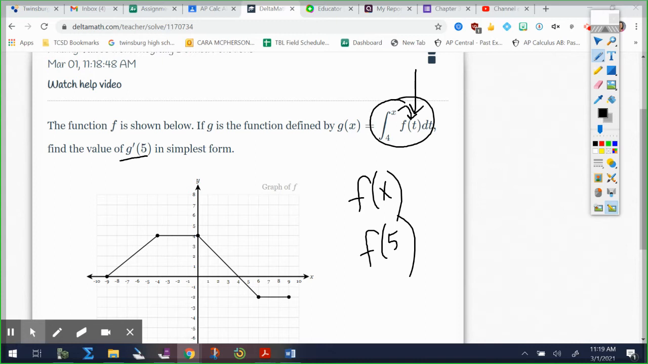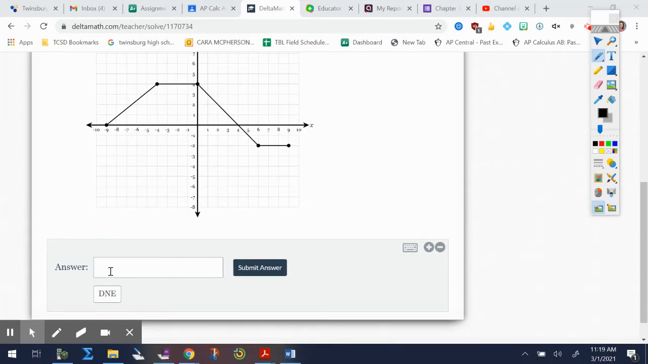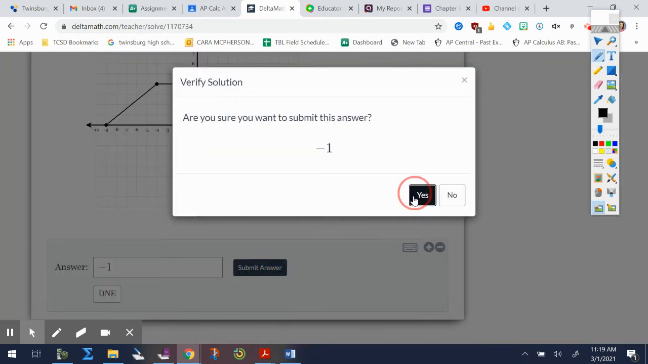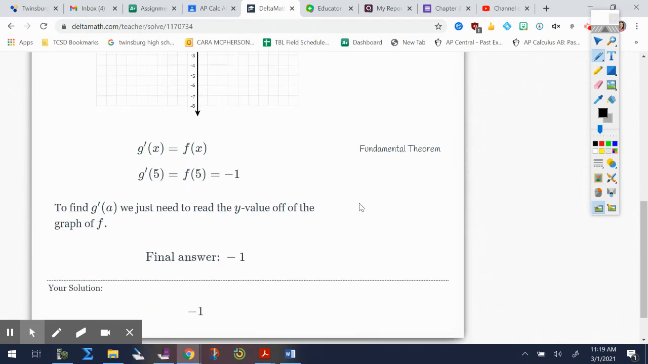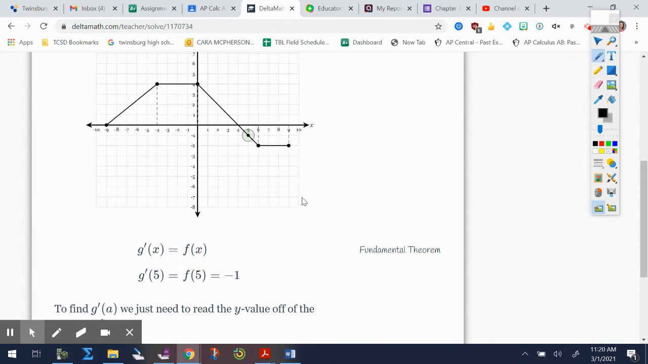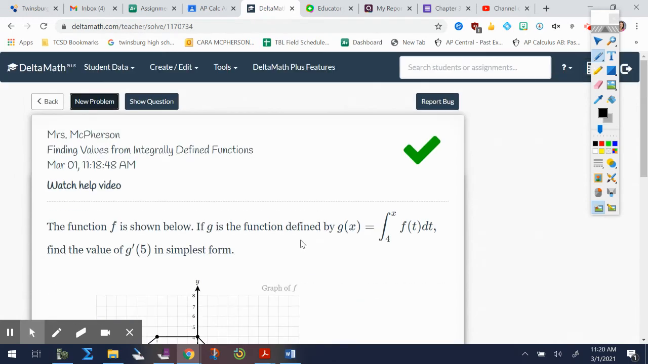I am given a graph of f, so if I want to find f of 5, it is just finding where my function is at 5, and I'm at -1. So these will be the absolute fastest ones that you'll deal with, because I don't even need to worry about area or geometry. And it will show you, I love the graphics they provide. So they're telling you that g prime is the same as f, because the derivative and integral cancel. So g prime of 5 is the same as f of 5. And again, we saw it on our graph, and we just need the y value.